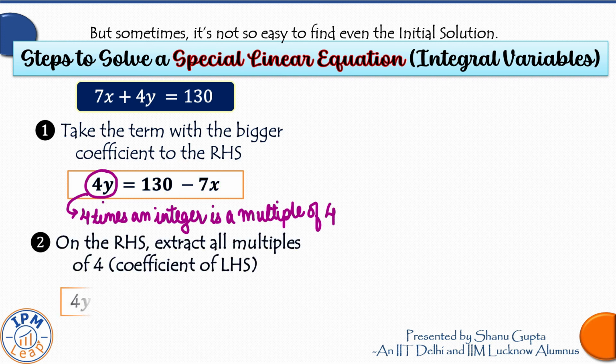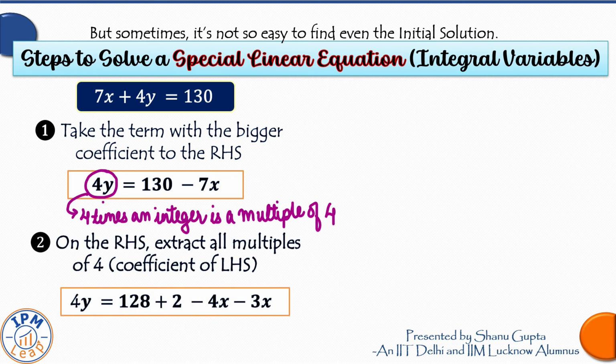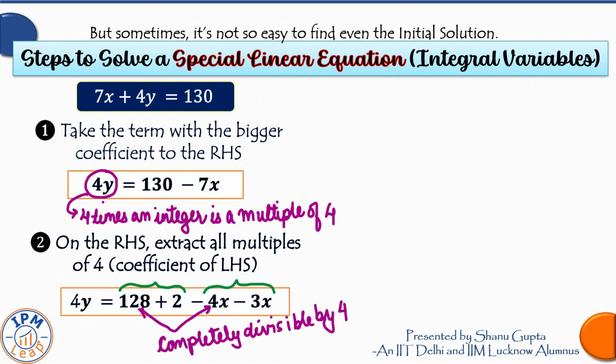130, the nearest multiple of 4 is 128. So we write 130 as 128 plus 2. And minus 7x, we split it as minus 4x minus 3x. This ensures that we have extracted maximum multiples of 4 from the right hand side.